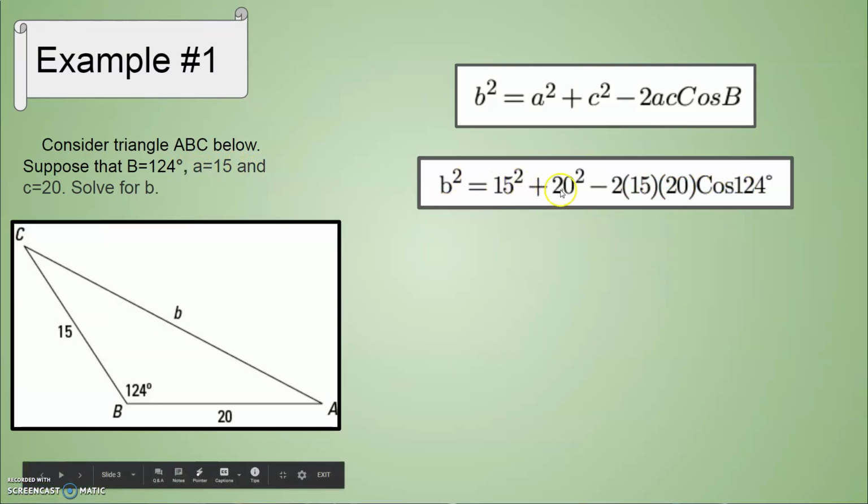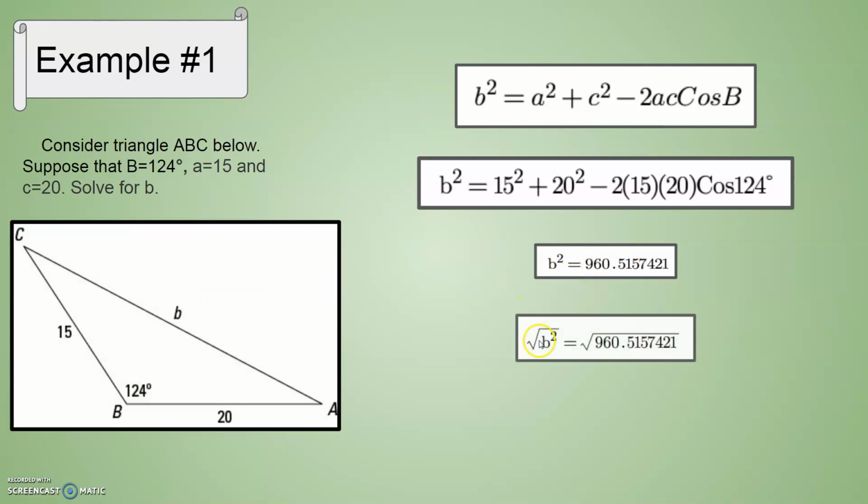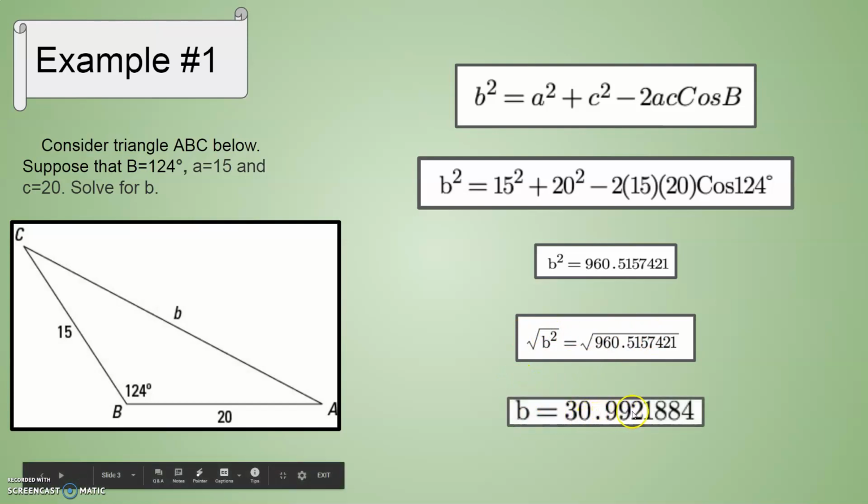Next, if we plug everything into the calculator, we should get b squared equals 960.5157421. And this is b squared. To get to b, we have to square root it, so it gets rid of the squared sign, and we square root the other side as well. And then, if you put this in the calculator, you would get b equals 30.9921884. And this is how we use this law of cosines to find a side length.